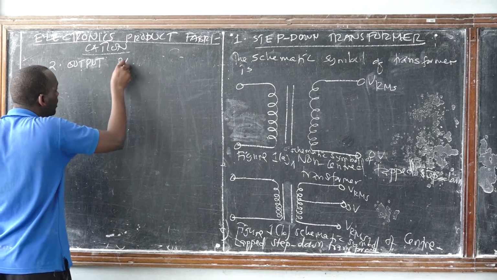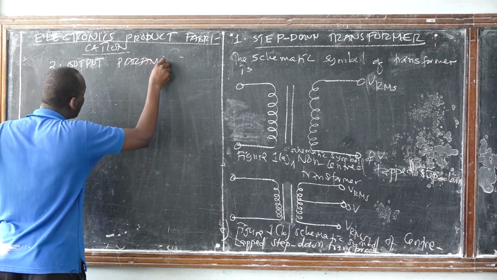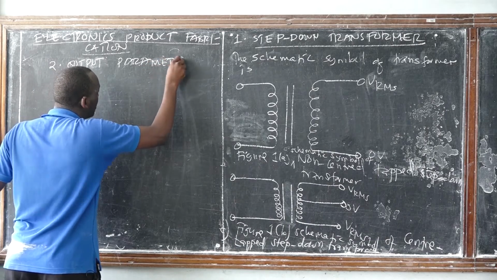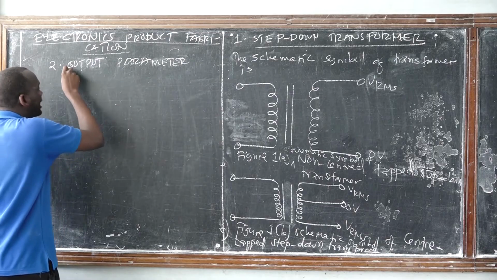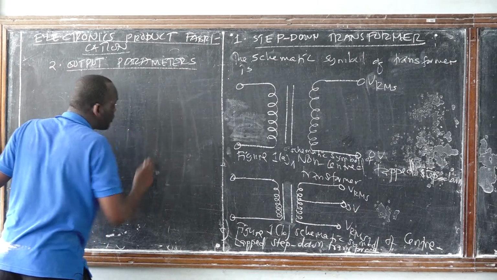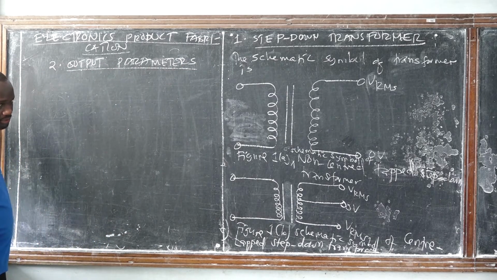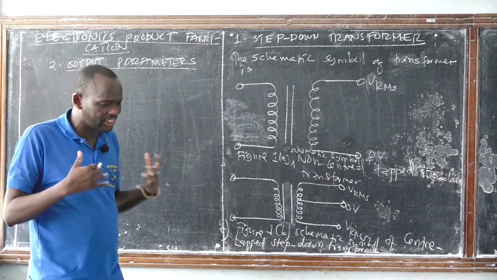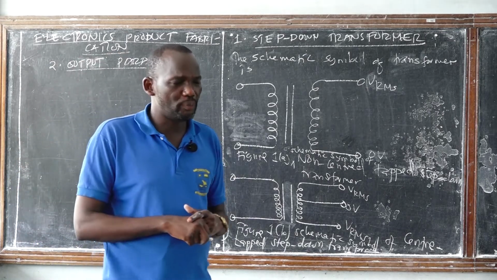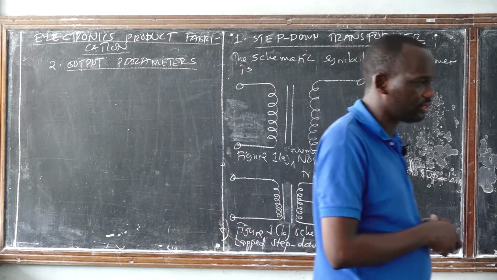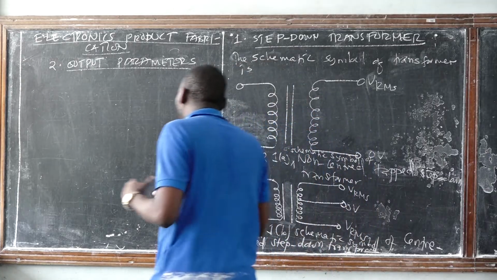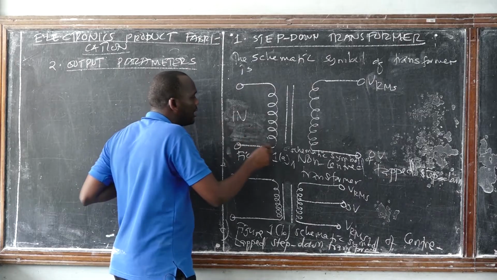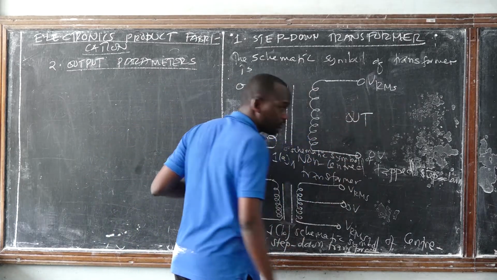Output parameters of a step down transformer. Here we might focus on only three important parameters, but we might think about the other ones which I've mentioned. So let's mention them. This is the input of the transformer, and this is the output of the transformer.